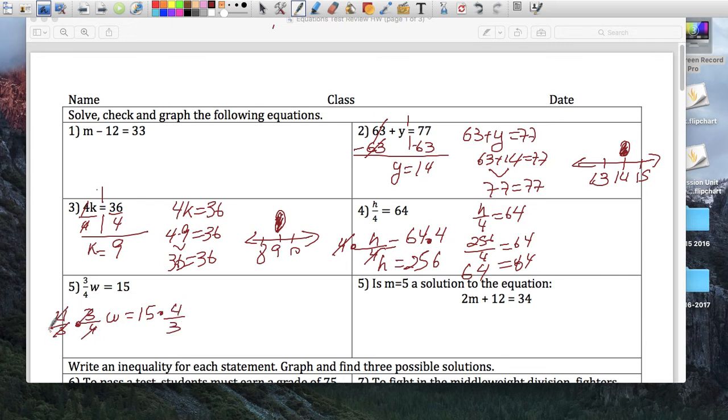This will all equal 1, which will leave me 1w. Oops, I forgot to draw that line over here. So everything's going to disappear because it's just going to be 1 and 1w, or just w. On this side, I'm going to multiply, so I'm going to put this 15 over 1. Now that's a fraction times a fraction, numerator times numerator. 15 times 4 is 60, and 1 times 3 at the bottom is 3. And that's 60 over 3, which is the same thing as 20.